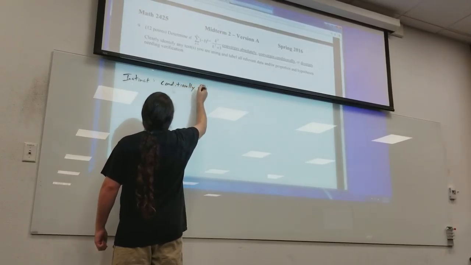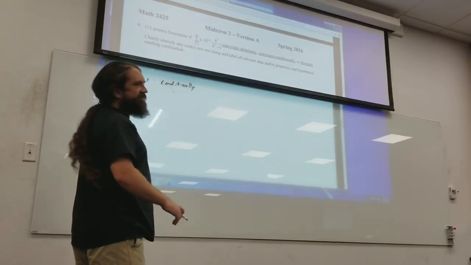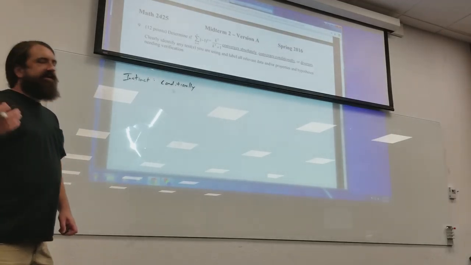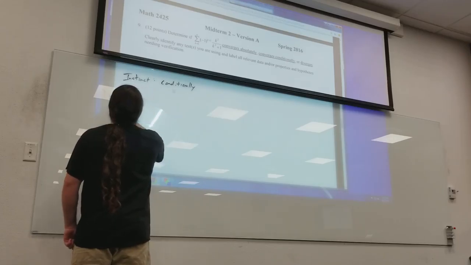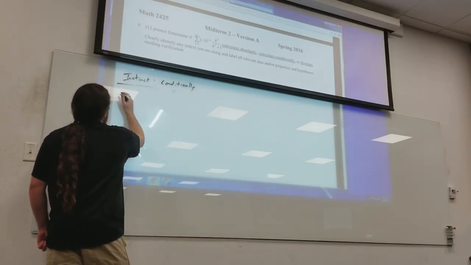Because I mean, you're comparing it to... Yeah, what are you going to compare it to? 1/k. Yeah, it looks like 1/k, right? So our instinct says it's probably conditional convergence. But let's see if we can go through the work to justify that.